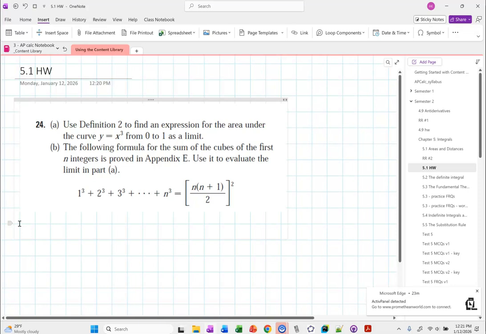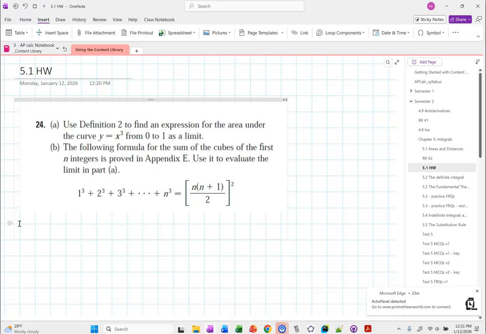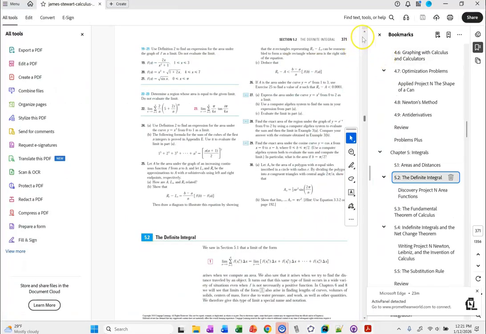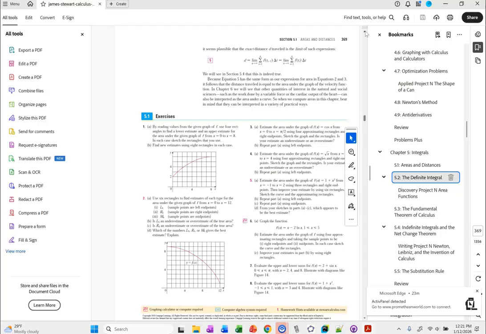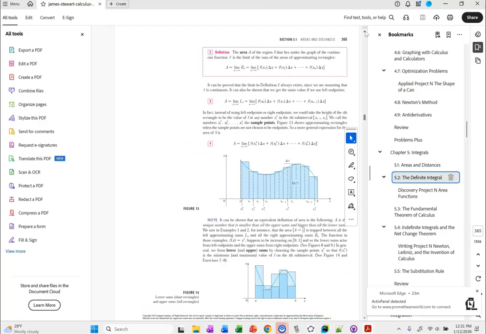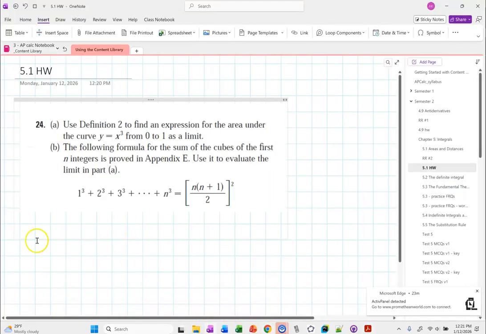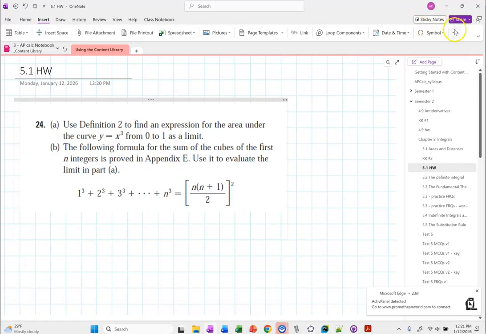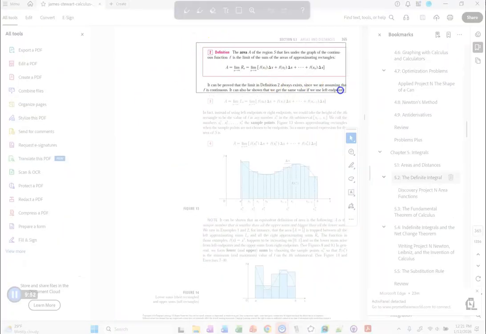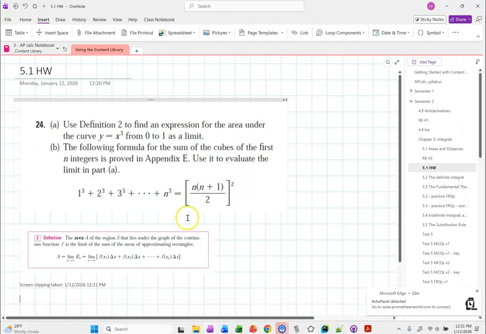Okay, so here it says use definition 2. Okay, well, I don't know what that is. I've got to look that up. There we go. Let's drop that in so we have that to reference as I'm doing this.